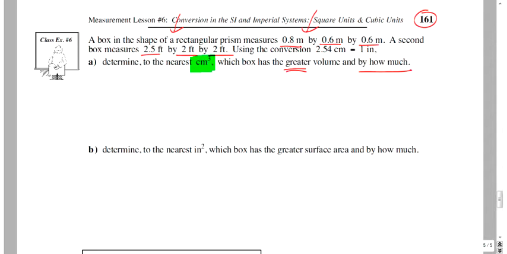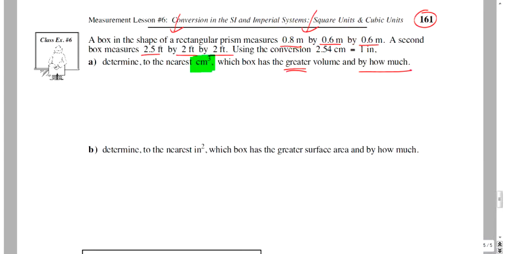Okay? Both of them. Do that right away. It'll be less work down the road. Why would I make this one feet and then have to convert it all back to centimeters again? Okay? Let's just make them both centimeters first. Does that make sense? Okay? Hope so. All right.